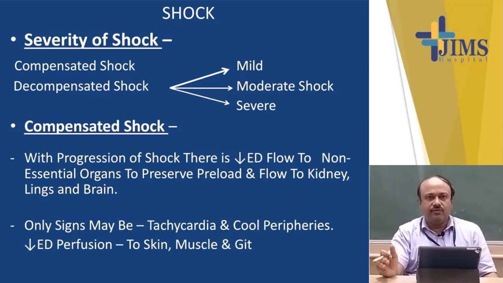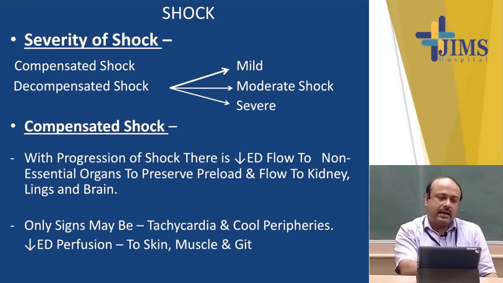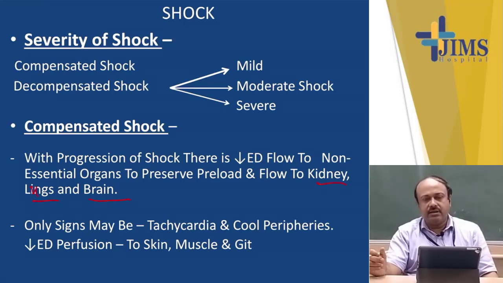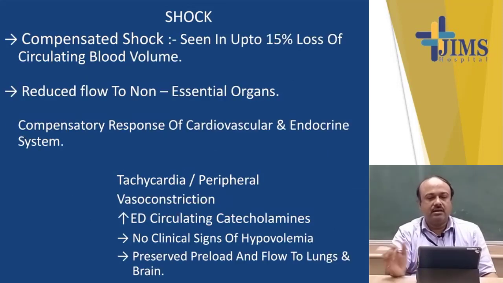Now coming to the severity of shock. Depending on the severity of shock, it can be classified into either compensated shock or decompensated shock. Decompensated shock is either mild, moderate, or severe in type. In the compensated variety, as its name suggests, with progression of shock, there is decreased flow of blood to the non-essential or non-vital organs such as skin and muscles, and the blood is diverted to the vital organs such as the brain, lungs, and the kidneys, which are vital for our survival, and the blood flow to these organs is preserved. So, in cases of compensated shock, the only signs may be tachycardia and cool peripheries, as there is decreased perfusion to the skin, muscle, and GIT.